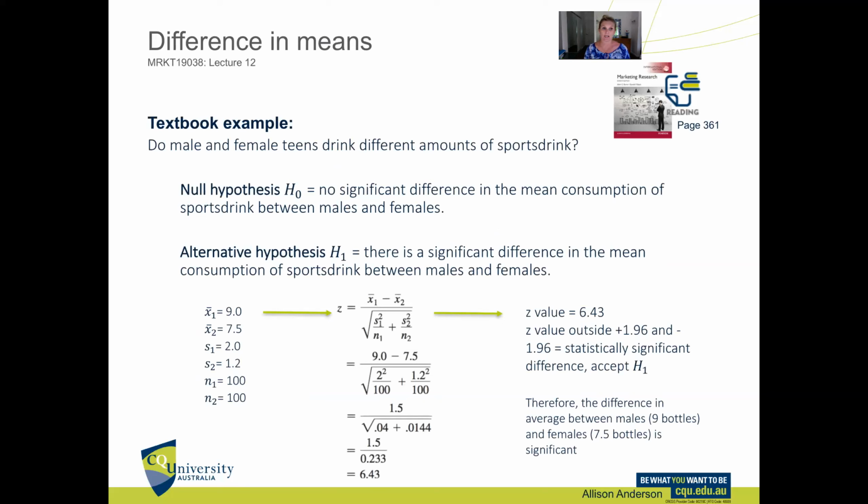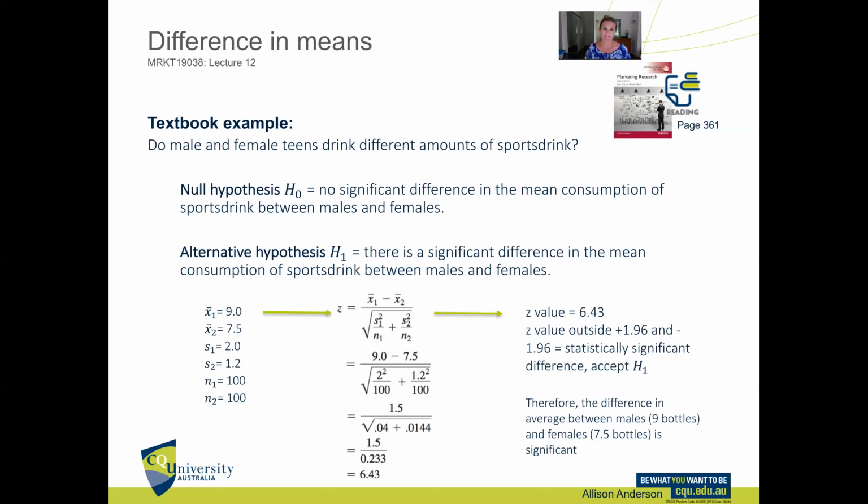Okay, so drawing down on an example again, page 361 in the textbook: do male and female teens drink different amounts of sports drink? So the null hypothesis is that there's no significant difference in the mean consumption of sports drink between teen males and females. And the alternative, obviously, is that there is a significant difference in the mean consumption of sports drink between teen males and females.